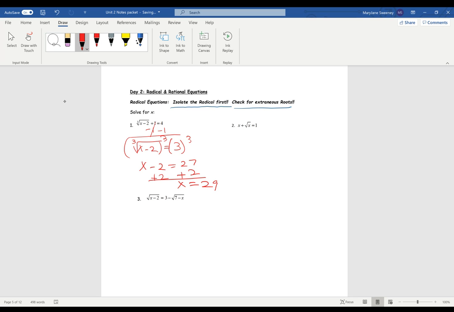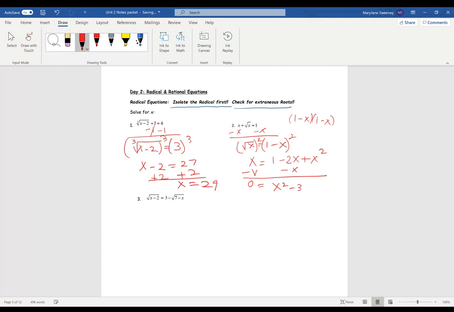With the next one, we want to isolate the radical. So I want to minus x. Square both sides to get rid of the square root. Here, if you need to, you might need to go off to the side and write it out twice so you know to FOIL. When you FOIL, it'll be 1 minus 2x plus x squared. And then move everything to one side.